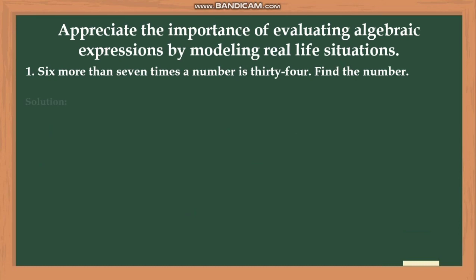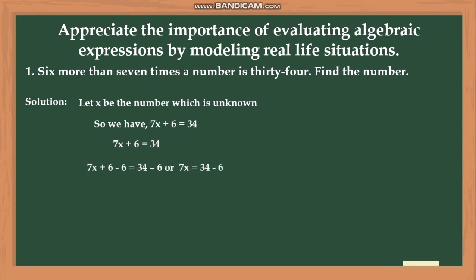Then let's find out. Solution. Let x be the number, which is the unknown, since we don't know what the number is. So we have 7x plus 6 equal to 34. How do I get it? Just read the word problem carefully. It is stated that 6 more than 7 times a number. So we have 7 times a number, which is 7x. Then 6 more than will be plus 6. And it is given in the problem that it is equal to 34. So we just put equal to 34.